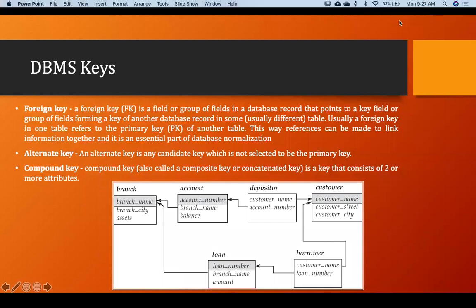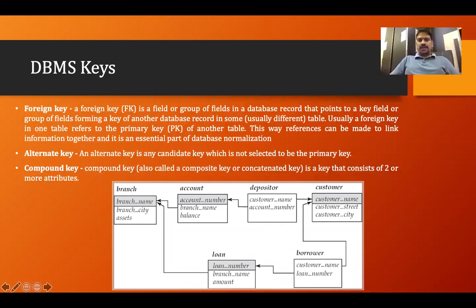What is the foreign key? Foreign key is nothing but one table's primary key can become another table's foreign key. Let's talk about two tables. One table is our student table, another table is, let's say, library table.